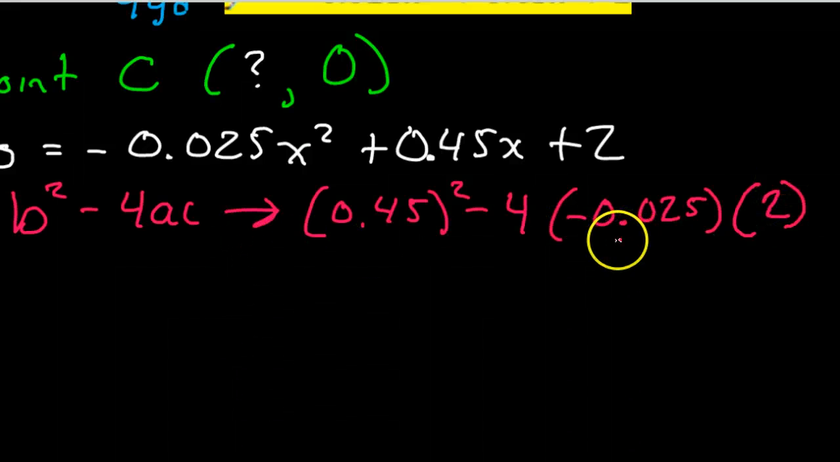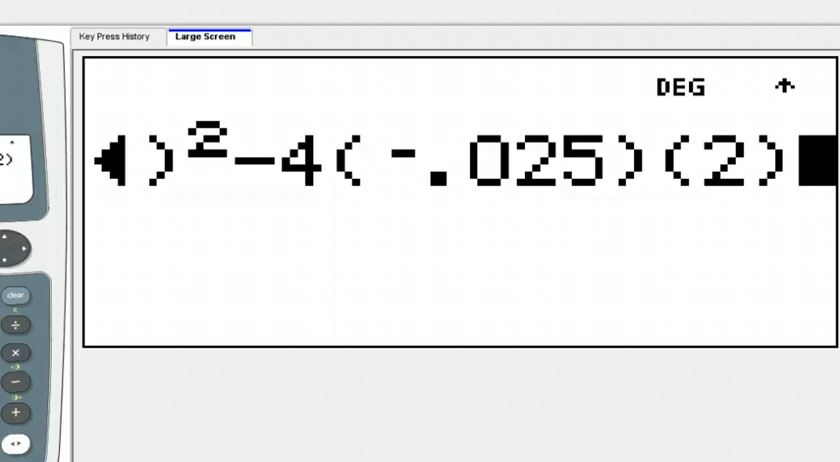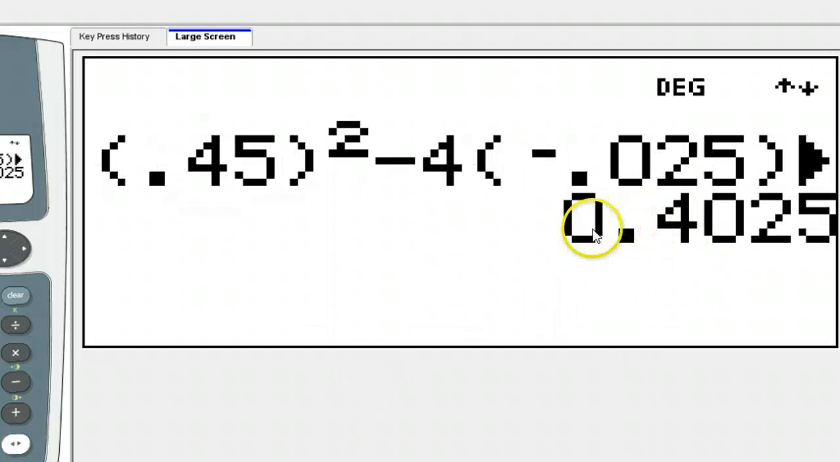Alright, so this is the discriminant. Let's figure out what that is. So here I'm typing it in. B squared minus 4a, and then c was 2. Okay, so this is the discriminant, 0.4025.